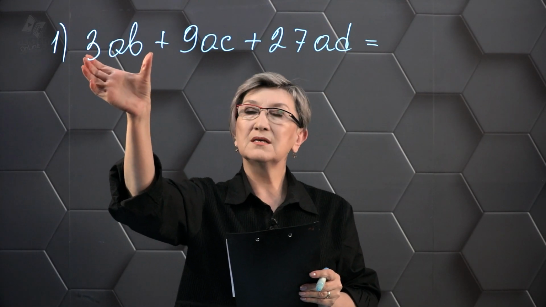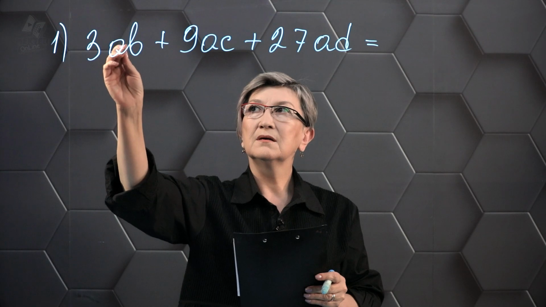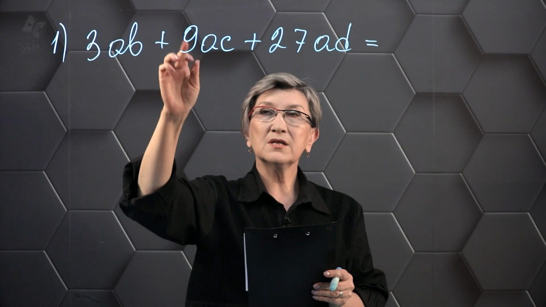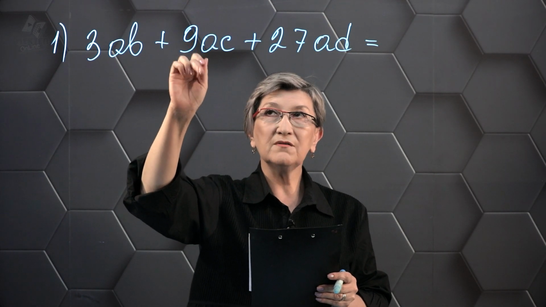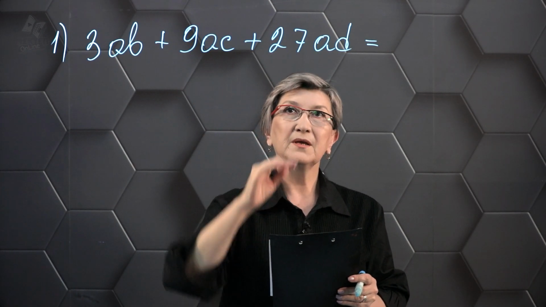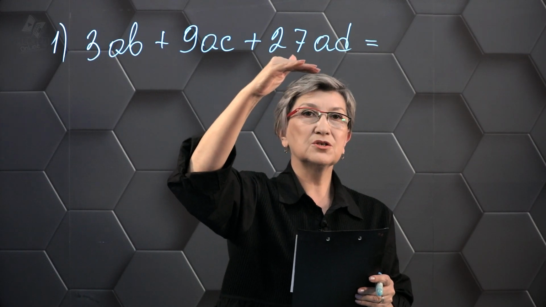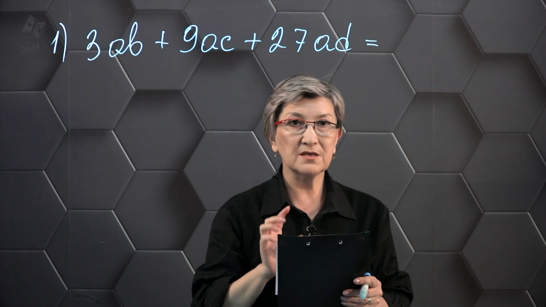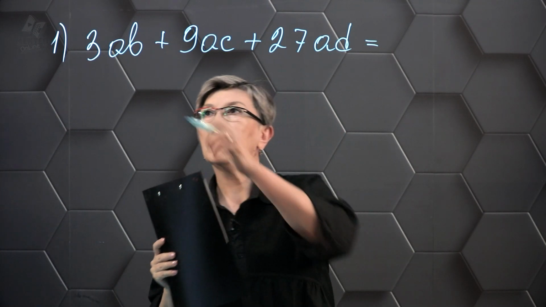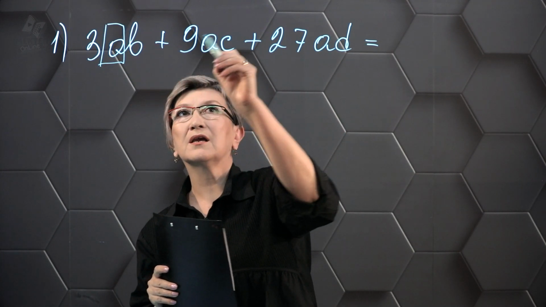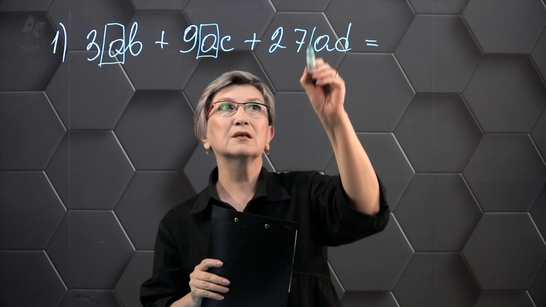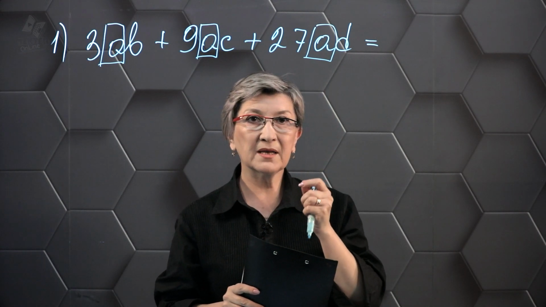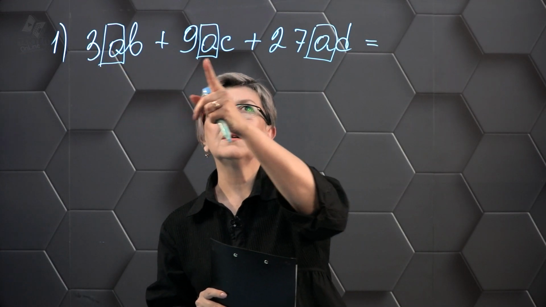The first summand contains the multipliers 3 and the letter multipliers a and b. The second summand contains the number 9 and the letter multipliers ac. And the third summand contains the number 27 and the letter multipliers a and d. We can already see that the common factor is a letter expression. The alphabetic expression, it's a. So I can take this multiplier out of the parentheses. But notice that 3, 9 and 27 can be divided by the number 3.